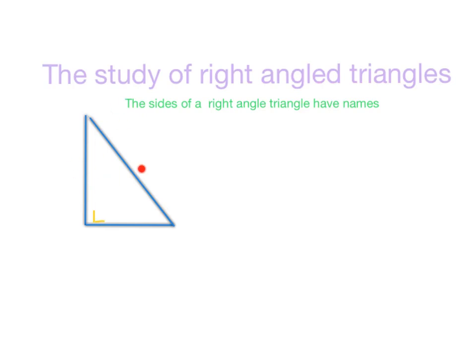Now we've been looking at right angle triangles for many years at this stage, and we know a certain amount about them. We know that obviously in a right angle triangle, this amounts to 90 degrees, and it means that these two lines here are perpendicular.